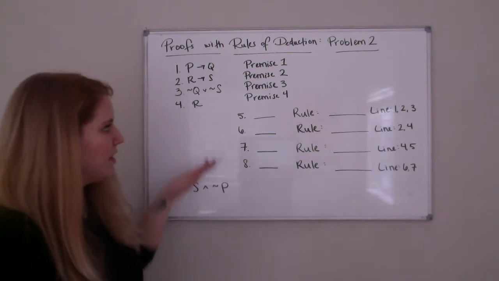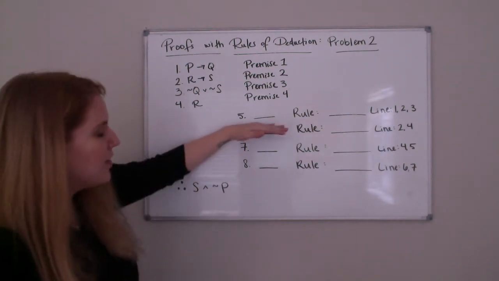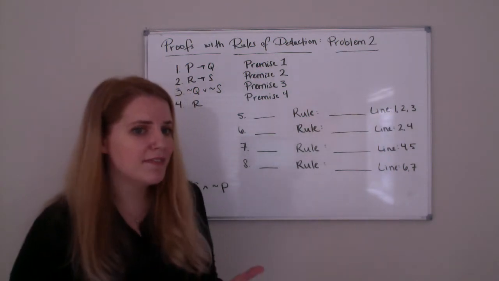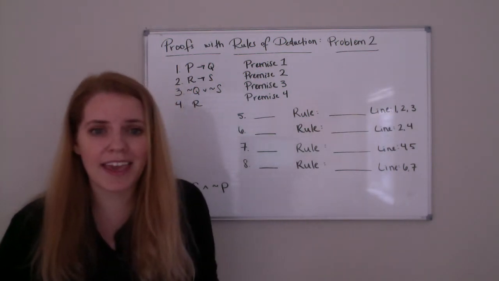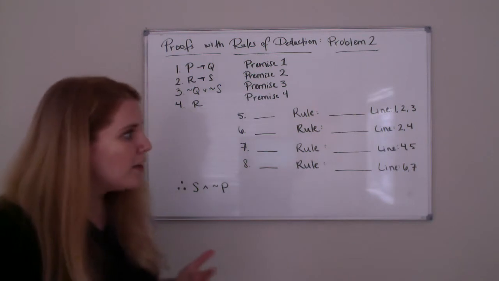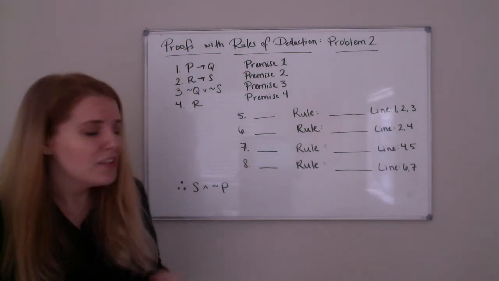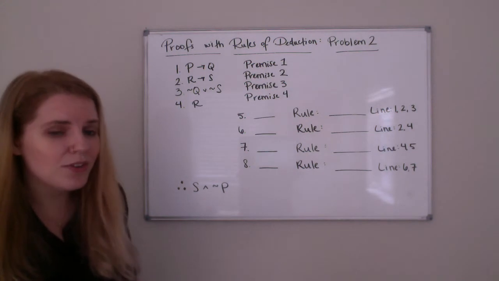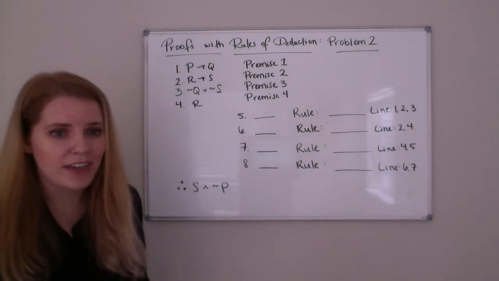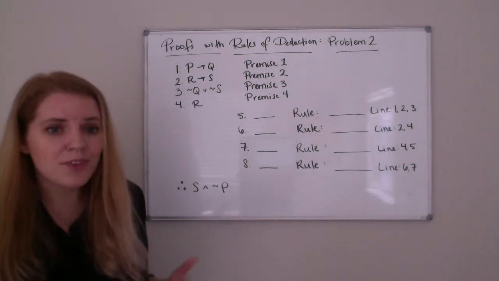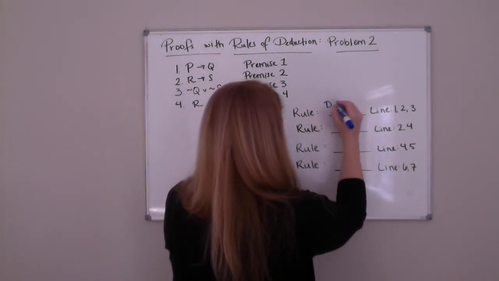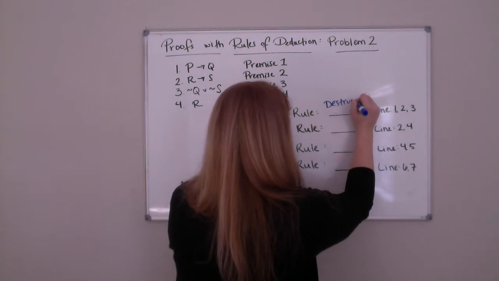Okay, so let's start with filling in line number 5. We don't have the claim, we don't have the rule, but we do know that we're going to use information from lines 1, 2, and 3. So what rule of deduction is going to be useful to us with the information that we get only from lines 1, 2, and 3? The rule that we can use with this information is destructive dilemma.